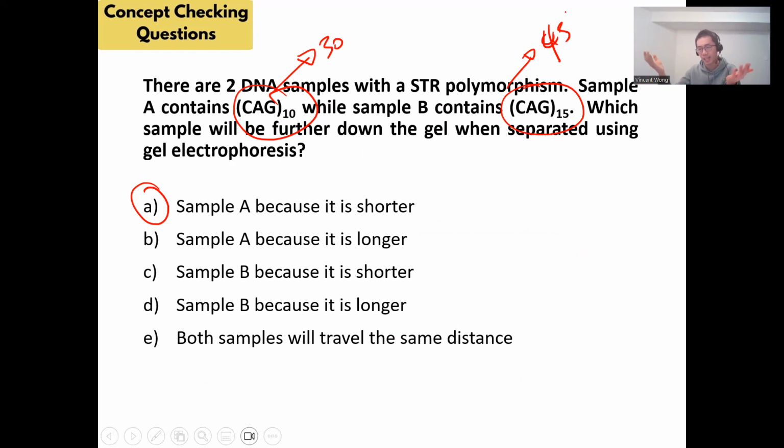Okay, but you didn't need to calculate a total to figure out. Like 10 is shorter than 15. That's enough, right? Provided that the number of nucleotides in the repeats are identical. Like they're both CAG, so they're both 3, right? Okay.